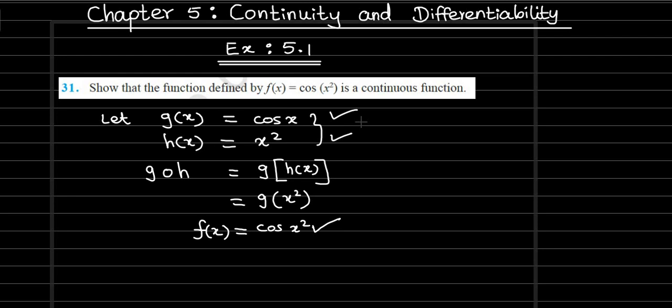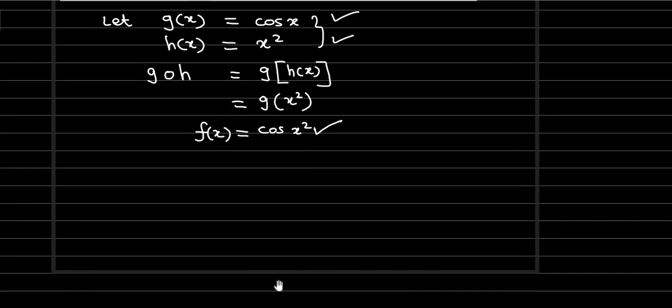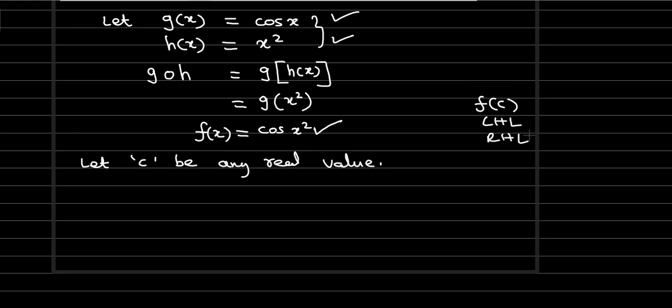Okay, so now first I am going to show that g of x, that is cos x, is continuous. Cos x is continuous for all real numbers, which we have to prove. So let c be any real value. To prove the continuity, we need three things: f of c, left hand limit and right hand limit. If all three results are equal, then we can say that at c the given function is continuous.